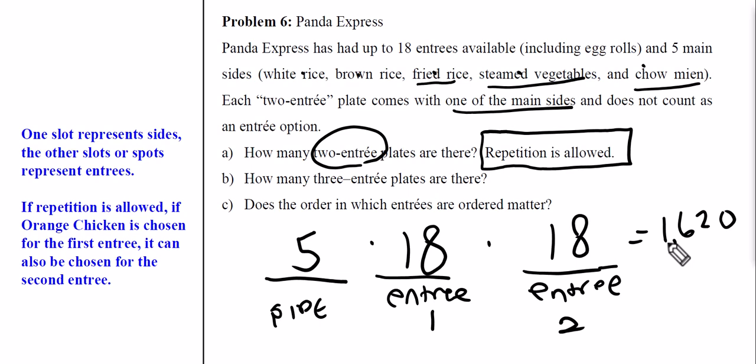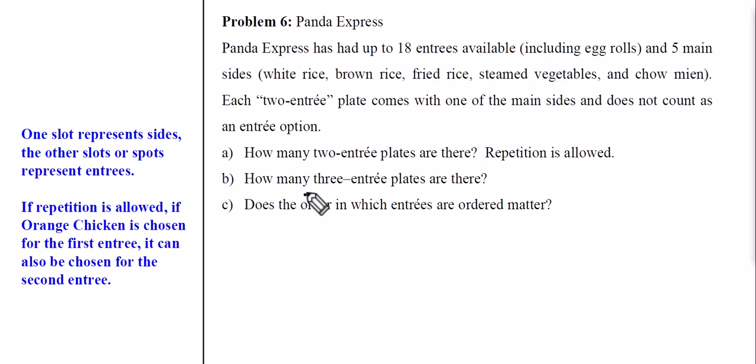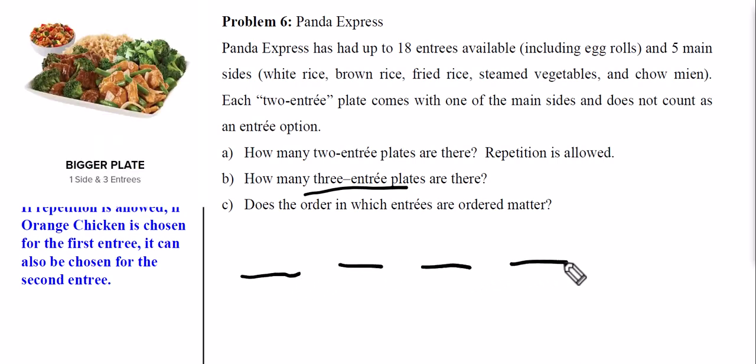That's pretty interesting. I mean, you could theoretically eat for a couple of years at Panda Express and get a different plate each time. Huh, go figure. What about a 3 entree plate? Oh snap, they call it a bigger plate now, I think. 1, 2, 3, 4, right?